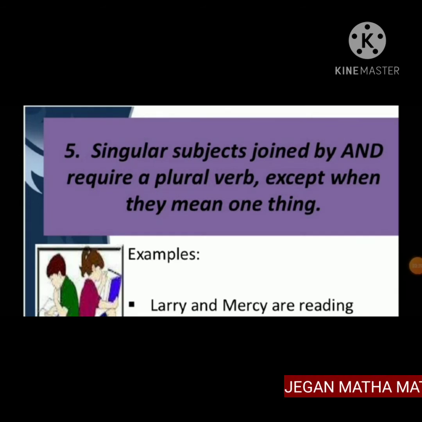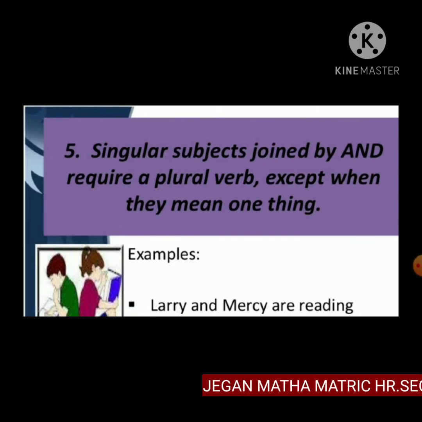Fifth one: singular subjects joined by and require a plural verb, except when they mean one thing. For example, Larry and Mercy are reading. Larry and Mercy are two people in a single sentence, so you have to use the auxiliary verb are.